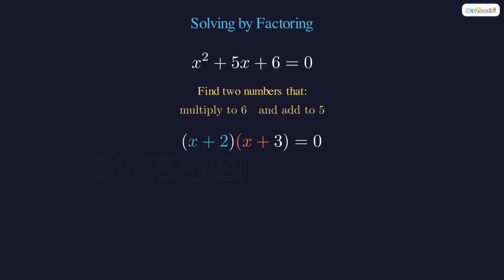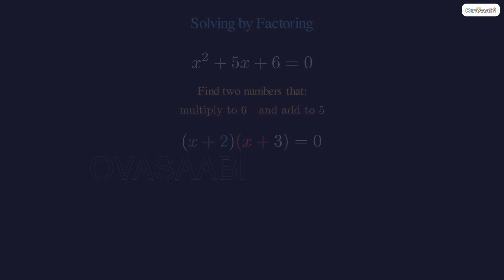To solve by factoring, we find two numbers that multiply to give 6 and add to give 5. Those numbers are 2 and 3, so we write two brackets.